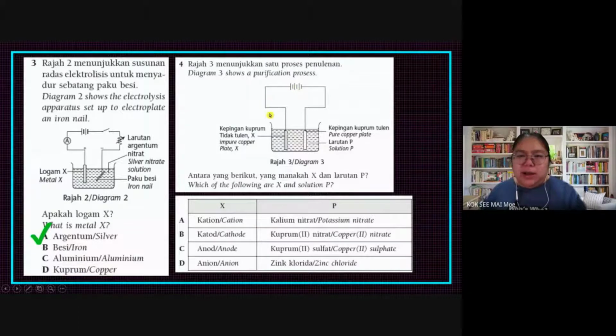So number 4, the answer is anode. You see this one, the positive terminal, so sure X is an anode. Then after that you see both are copper, pure copper and impure copper. So your solution must be copper sulfate. So the answer is C.